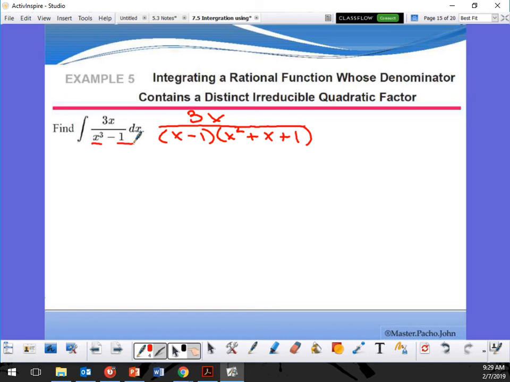Now if it goes the other way, so if it's x cubed plus 1, hey, the sum of two cubes, it's going to be x plus 1 times x squared minus x plus 1. Wow, cool.